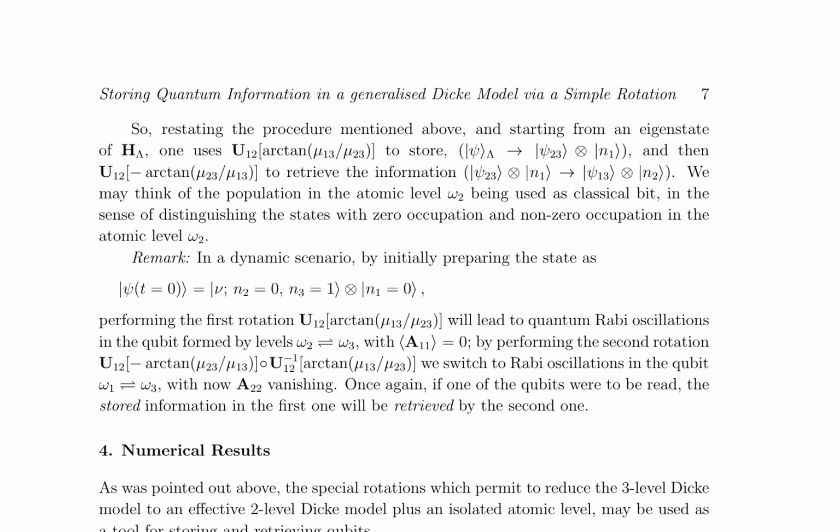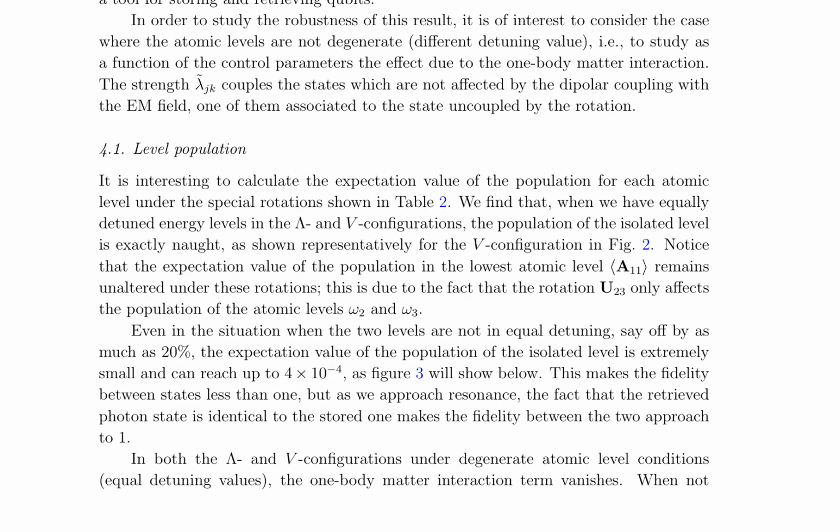This dynamic process is characterized by quantum Rabi oscillations between levels omega-2 and omega-3, and then switching to omega-1 and omega-3. These rotations effectively reduce the three-level Dicke model to an effective two-level Dicke model plus an isolated atomic level, thus facilitating the storage and retrieval of qubits.